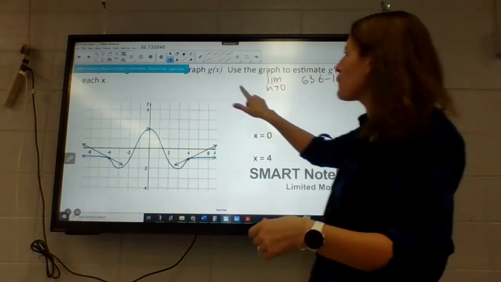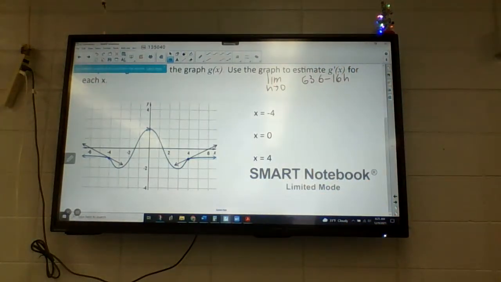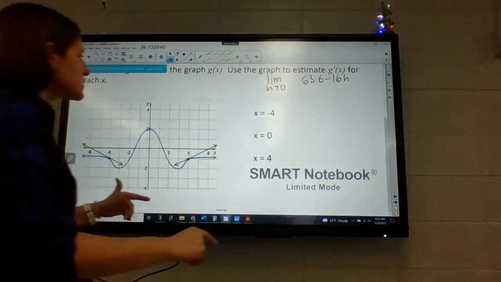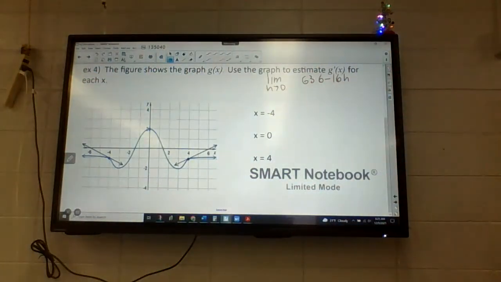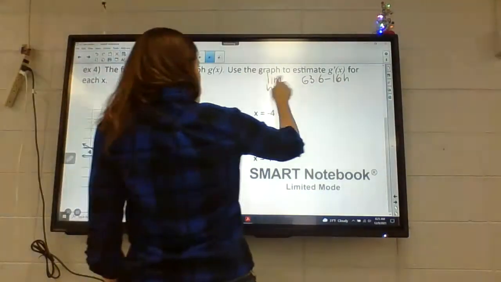So guys, I want to show you these graphs. We didn't talk about the graphs yesterday because we were falling apart, or I was falling apart. We did everything up to this point, right? Okay. So again, trying to go back to the graphs. It says the figure shows the graph of g of x. Estimate the derivative of g for each. And I kind of had gotten down here.